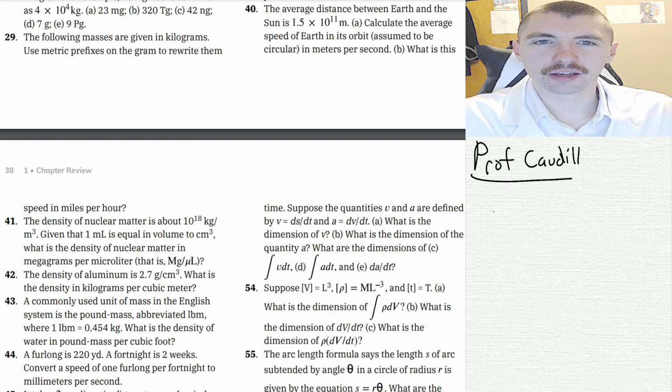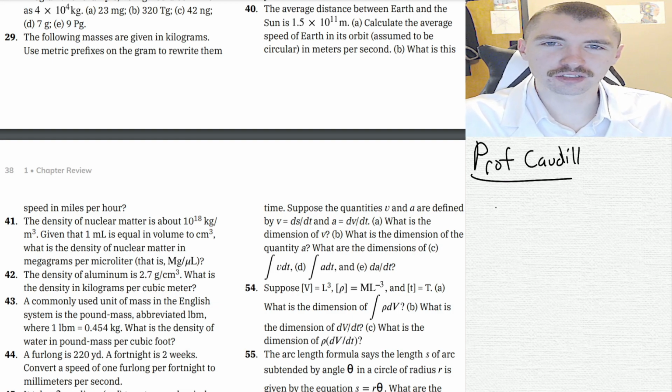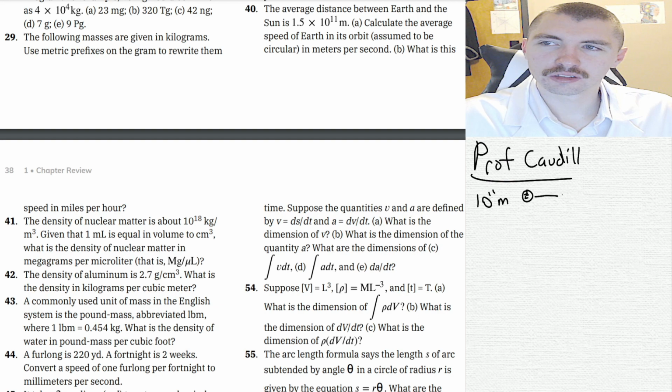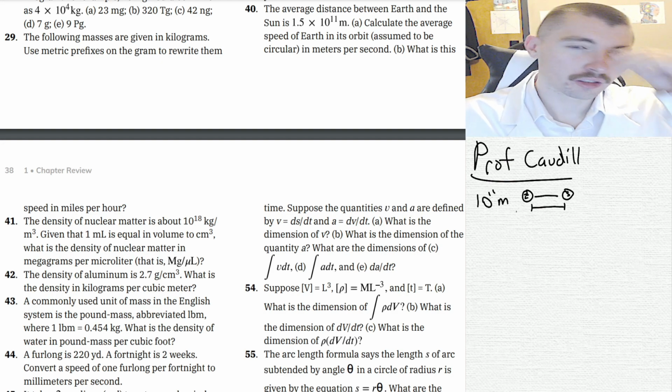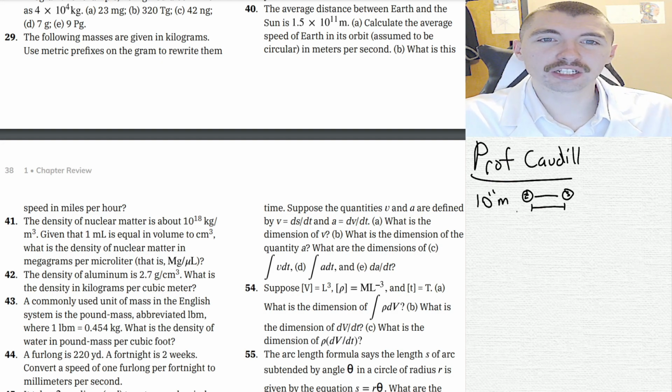So, the average distance between Earth and the Sun is 10 to the 11 meters. Calculate the average speed of its orbit.